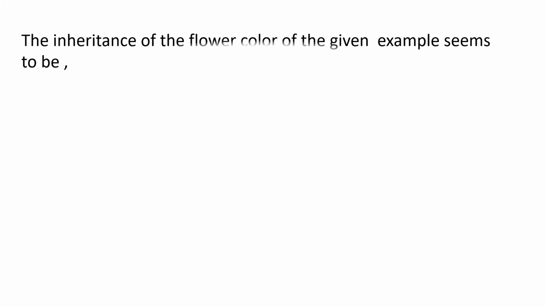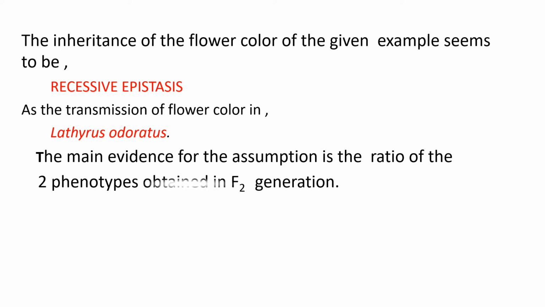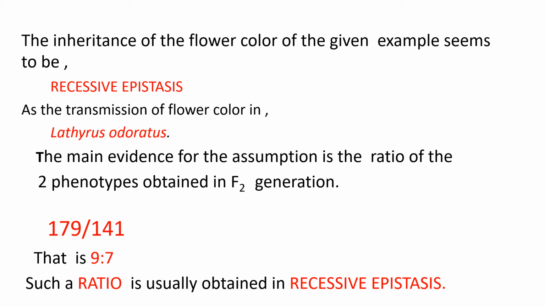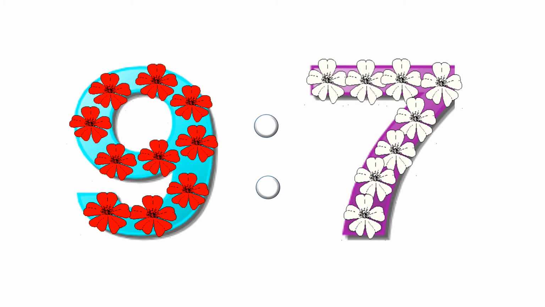The inheritance of the flower color of the given example seems to be recessive epistasis, as in the transmission of flower color in Lathyrus odoratus. The main evidence for the assumption is the ratio of the two phenotypes obtained in the F2 generation, 179:141. That is 9:7. Such a ratio is usually obtained in recessive epistasis. Let's clarify this phenomenon further.